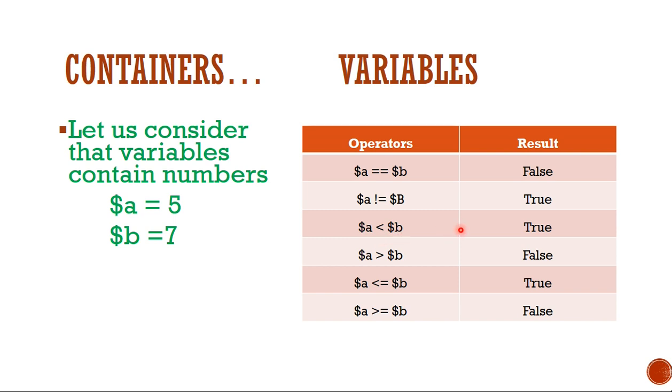$A is less than $B, true. Yes, 5 is less than 7. $A is greater than $B is false, because 5 is not greater than 7. $A is smaller than or equal to $B, yes, it is true. $A is greater than or equal to $B, no, it is false. Right? So this is an explanation of the containers and variables plus the operators and their results.